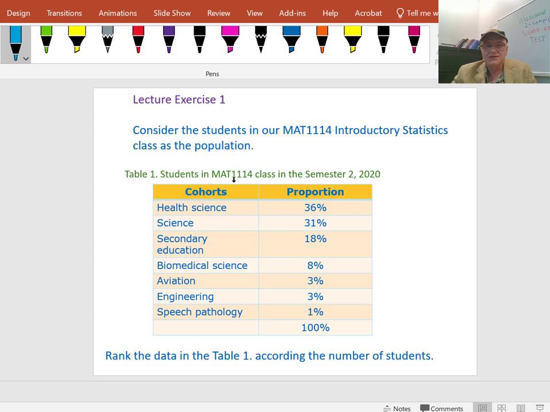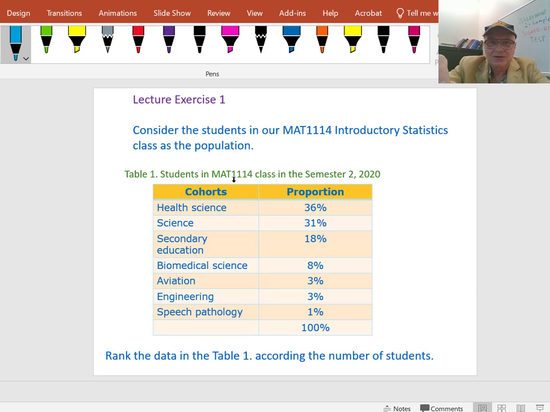Now let's go through this lecture exercise. If you are at home, I would like you to stop this video and try to rank these numbers in the second column, which represent the proportion of the students for our math 1114 Introduction to Statistics class. And for the students in this lecture theater, could you please try to solve that with your teammates?